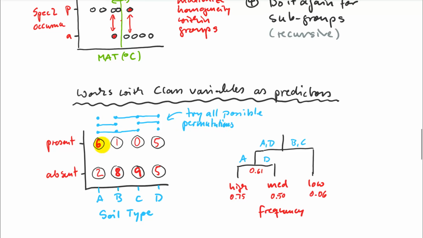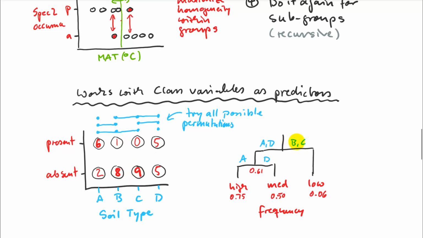So I could ask, well, what if I look at my soil type A versus all the others? Does that give me good groups? So in my group 1, I have 6 presents and 2 absents, and in all my other groups I have 6 presents and a lot of other absents. So it's not an optimal solution, but I highlighted here things that are similar.